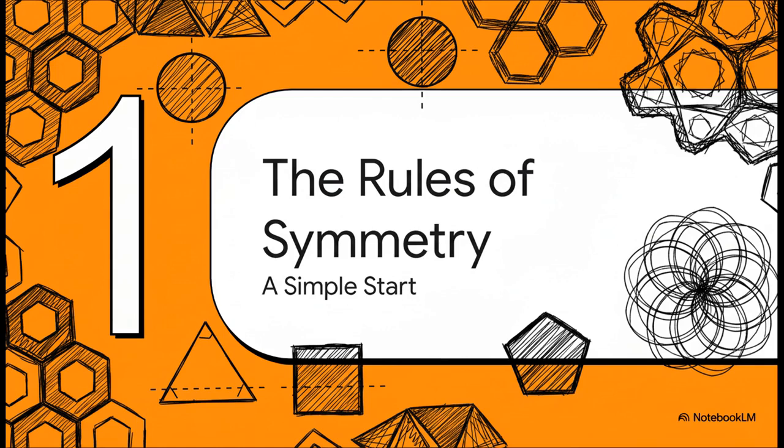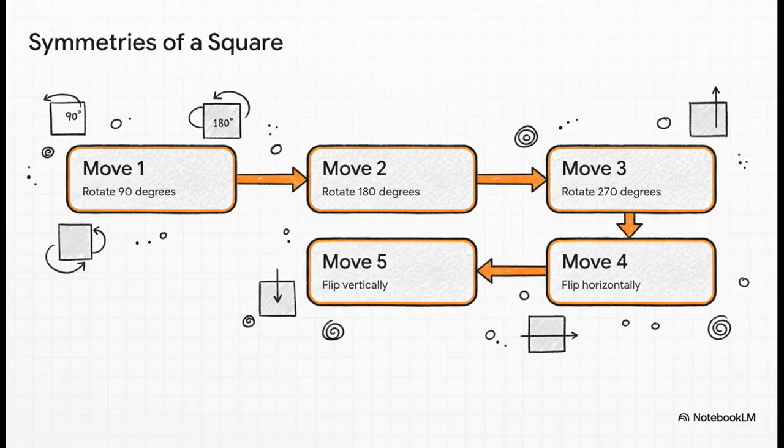Okay, so how do we start to learn this language? Well, the good news is we don't need to jump into anything super complicated. We can start with something you see every day, a simple shape, and just figure out its rules. Let's take a square, just a plain old square. Now, think about this. How many different ways can you pick it up, move it around, and put it back down so it looks completely unchanged? You could rotate it 90 degrees, right? Or 180, or 270. You could also flip it over, either horizontally or vertically, and that's it.